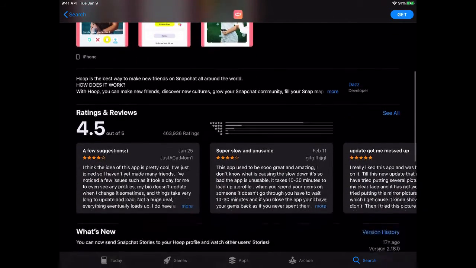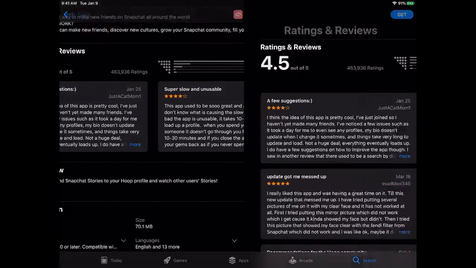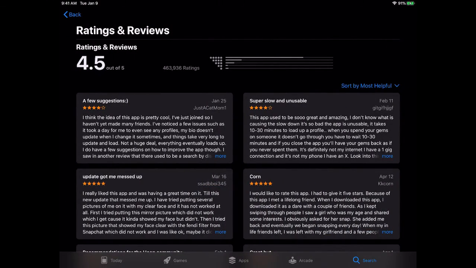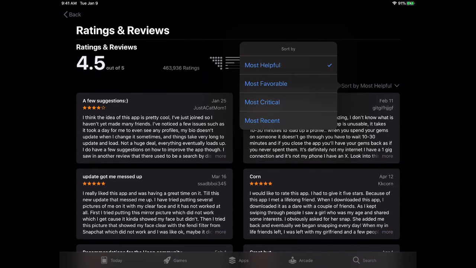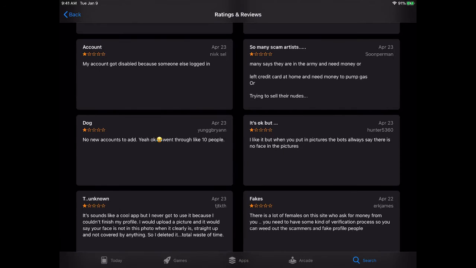what you need to do is go down here to reviews. Hit see all. Sort by most helpful to most critical, right? And now you can actually start going through here and looking to see what's really going on in the app. So scrolling through, here's the first one that I see that starts bringing up a little bit of concern.